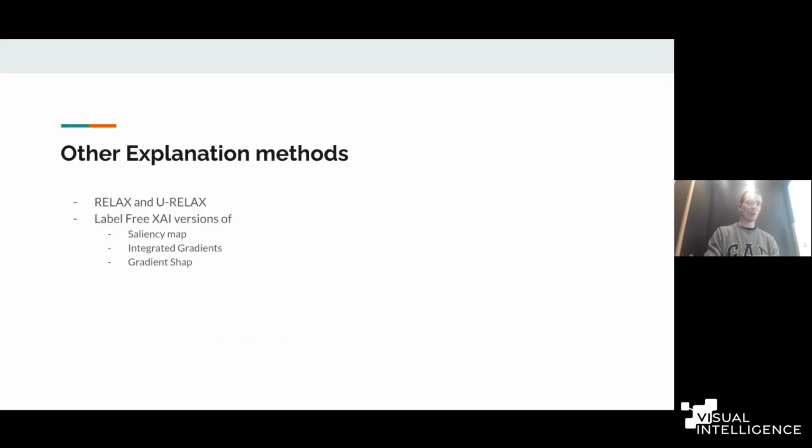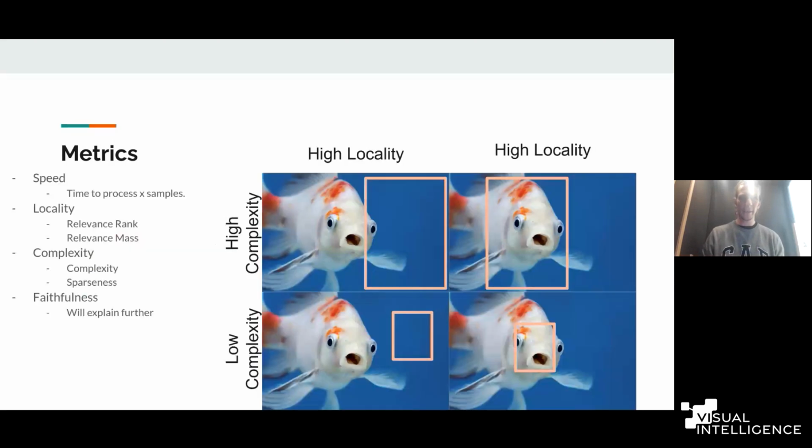What did we compare against? Well, because we know RELAX is good, we compared against RELAX and its variant called U-RELAX. And then, of course, the other system I very briefly mentioned, the label-free method, which basically allows you to take supervised explainability methods and use them in an unsupervised case. Once again, when you see the results, you will understand why I didn't talk about it too much, because the results were not really that great.